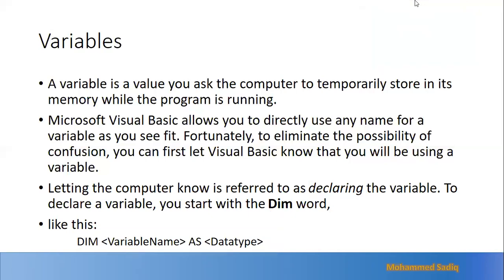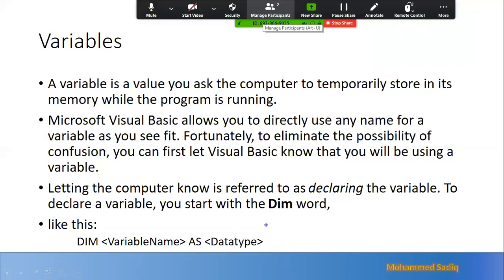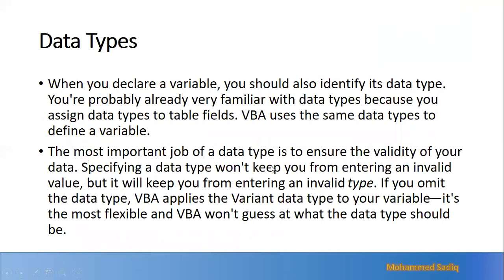So if I want to declare a variable of type integer, I just say Dim i As Integer. This is how you declare it, so i is a variable of data type integer. Now we have many data types in VBA, so we'll look into what they are. What is a data type?